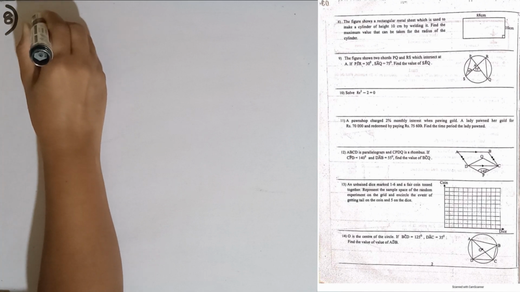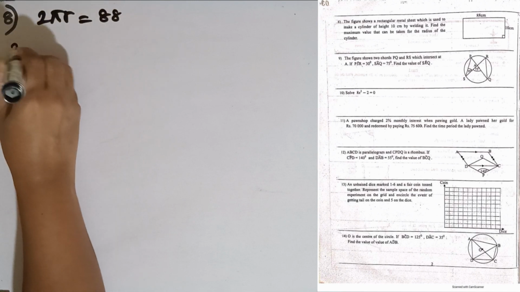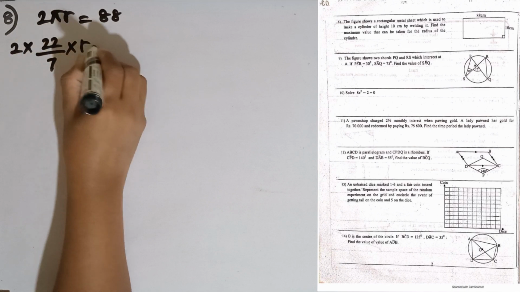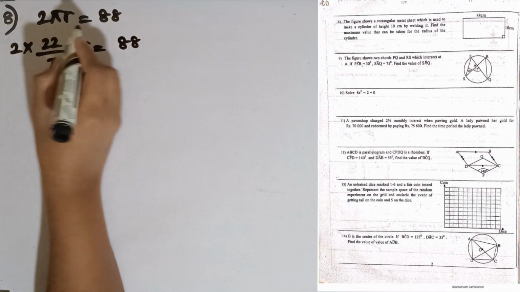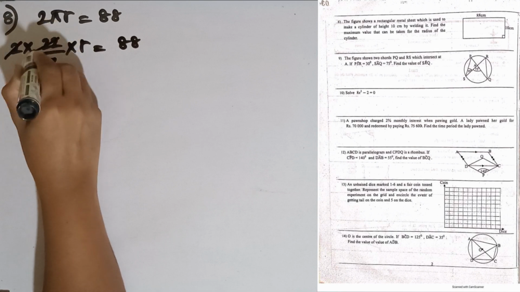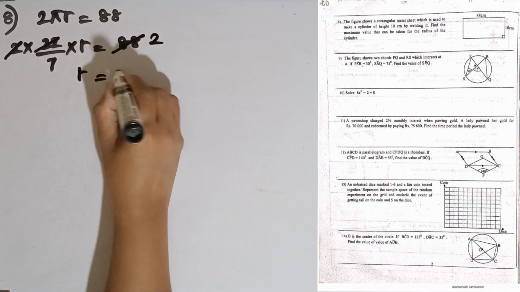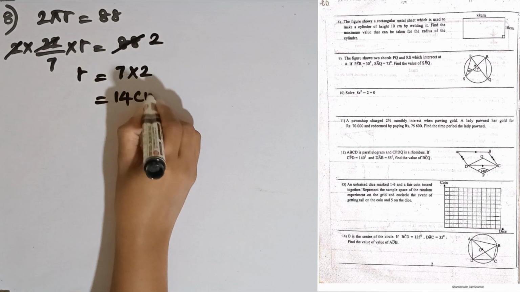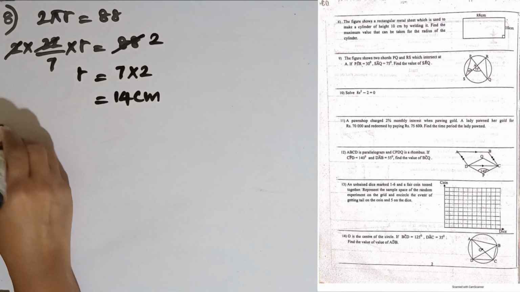Then I can write 2 pi r equals 88. Then 2 into 22 over 7 into r equal to 88. Then 2 times 22 is 44. Then 44 times 1, then 44 times 2. Then r equals 7 multiplying by 2. 14 centimeters is the radius of the cylinder. Then question number 9.